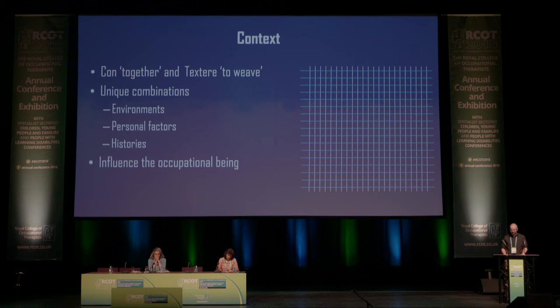We suggest that four distinct contexts can be considered in occupational therapy, and start by noting that context has a very specific meaning, beyond the way which it is sometimes used interchangeably with the idea of environment. Context pertains to a unique combination of environments, personal factors and histories that influence an occupational being at any given point in time. We're all sharing the same physical environment at the moment, but it provides a unique context for each of us, given the particular characteristics of each individual, including the previous experience that helped shape each of us.